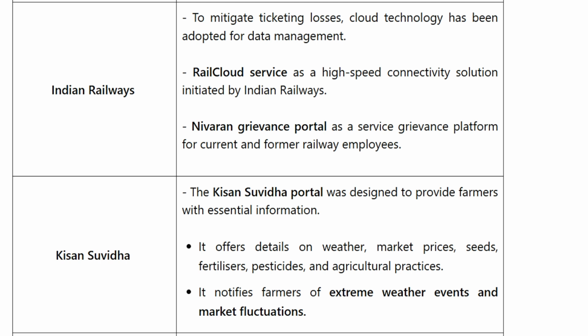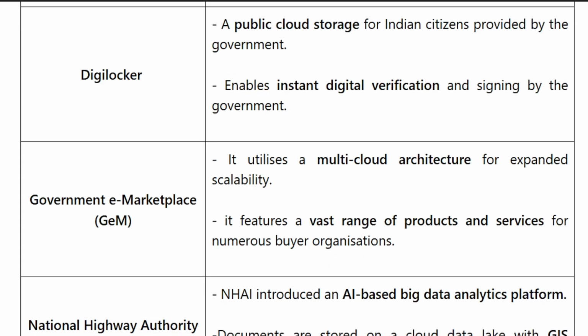Kisan Suvidha. The Kisan Suvidha portal was designed to provide farmers with essential information. It offers details on weather, market prices, seeds, fertilizers, pesticides, and agricultural practices. It notifies farmers of extreme weather events and market fluctuations. DigiLocker. A public cloud storage for Indian citizens provided by the government. Enables instant digital verification and signing by the government. Government e-Marketplace, GEM. It utilizes a multi-cloud architecture for expanded scalability. It features a vast range of products and services for numerous buyer organizations.